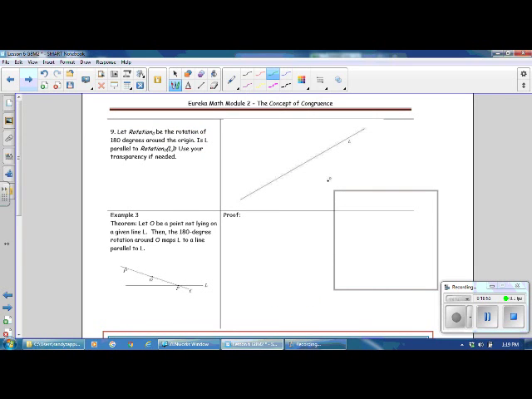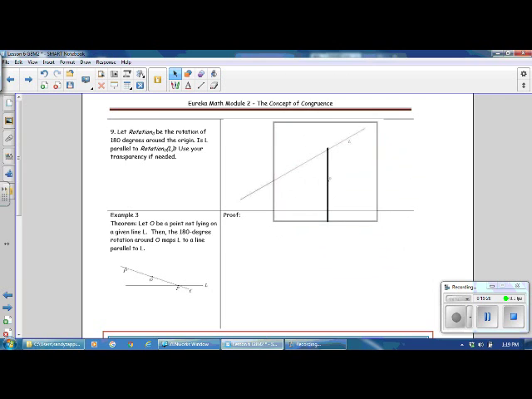Number 9. Let rotation O be the rotation of 180 degrees about the origin. Is L parallel to the rotation of L? Use your transparency if needed. So on this figure, there is no grid. What we want to do is pick a point on the line, any point, and then draw a line going through that point to the origin and then extend it. Then put your tracing paper over your diagram and trace it. And then we'll rotate it about the origin, which is right there.